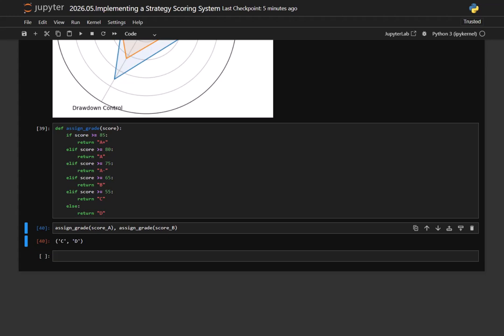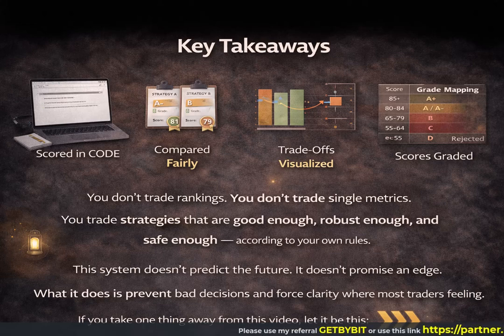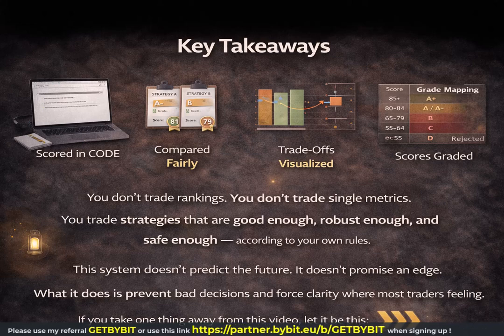So now that we are nearing the end of the video, let's quickly recap what we did here, because in the end we made a lot of progress and covered a lot of theory. We started by taking the scoring system from the previous video and actually using it in practice. We scored a single strategy in isolation to answer the most important first question, which is: is this strategy acceptable at all? And then we compared two strategies with the same deal breakers, the same anchors and the same weights, so the comparison was meaningful and fair. Then we visualized the trade-offs, so we could see where each strategy is strong and where it compromises. And finally, we translated the scores into simple grades to make decisions faster and more consistent.